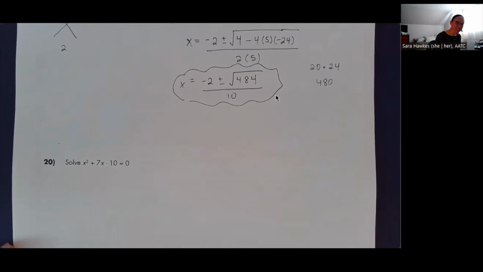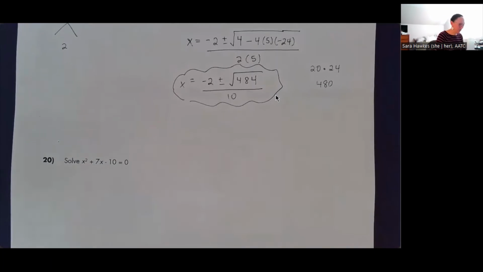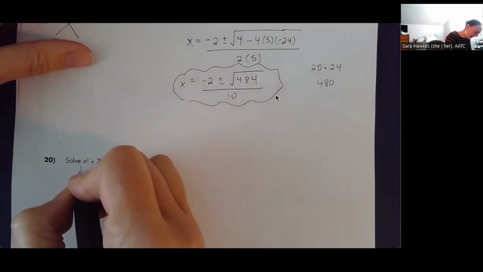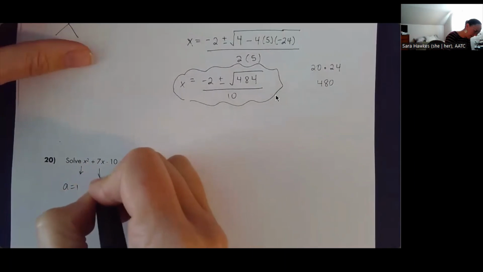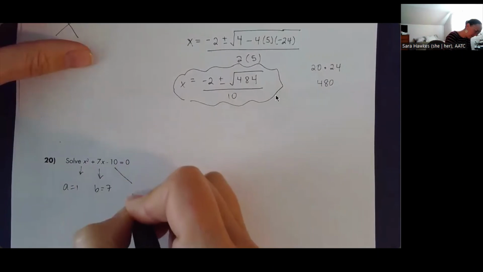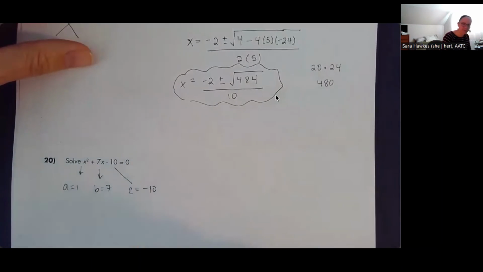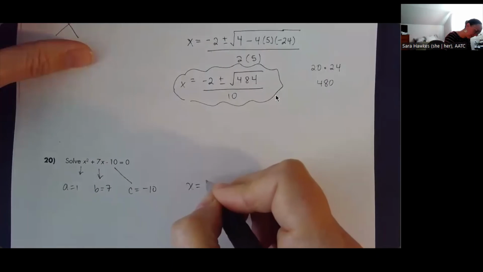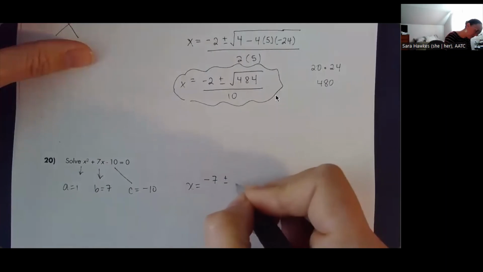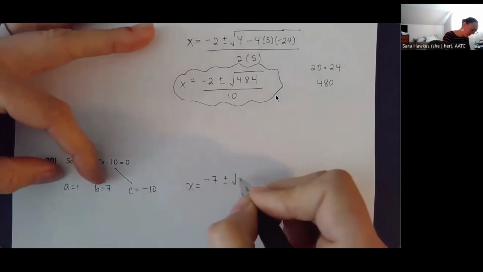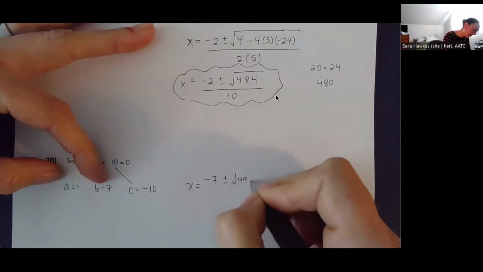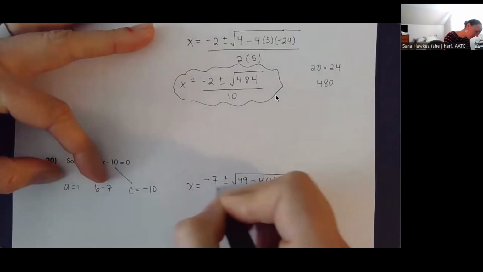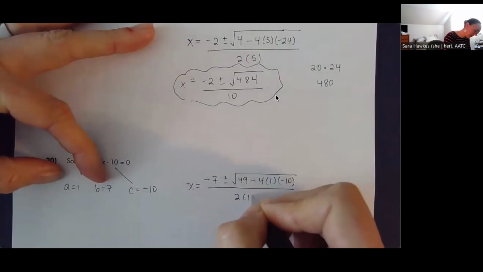Looking at this last question, since we're on a roll with quadratic formula, maybe I would just keep going with that. I'm looking at A equals 1, B equals 7, C equals negative 10. And if I put that into quadratic formula, that means I would have negative 7 plus or minus the square root of 7 squared, which is 49, minus 4 times A times C, all over 2 times A.